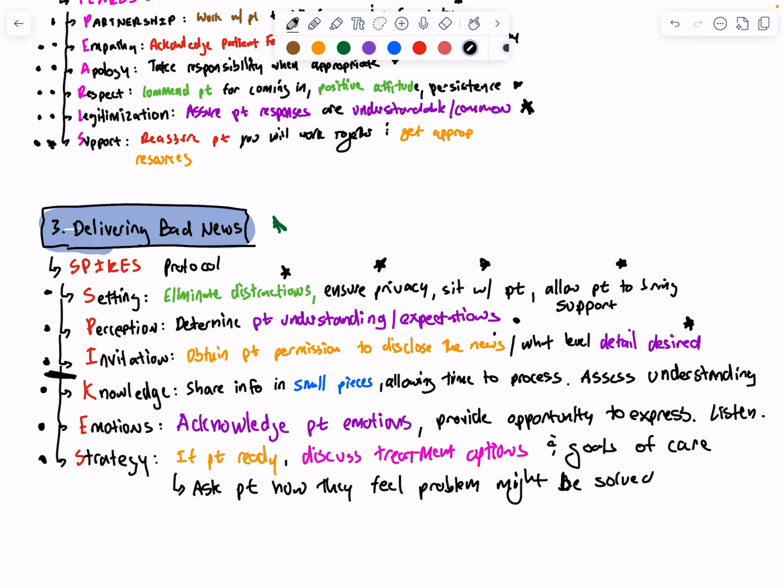All right, so we haven't shared any information at the first part of this protocol. We eliminate distractions, ensure privacy, let them have their support, get their understanding, right? Constantly ask questions of the patients, let them tell you what they know, get their permission to disclose the news to them, what level of detail they desire. Knowledge: share the information in small pieces, allowing them time to process, and then assess understanding.